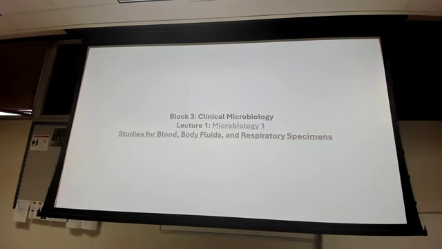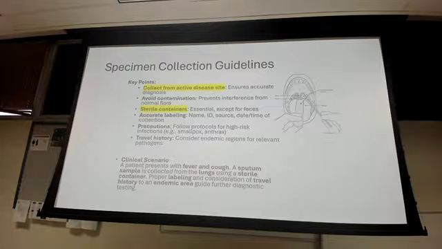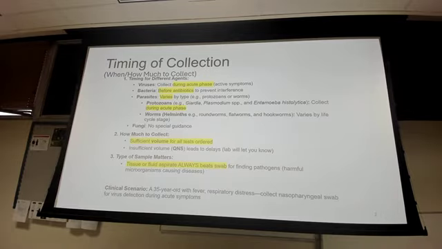Okay, so yesterday we talked about blood, body fluids, and respiratory specimens. All right, so our specimen collection guidelines. Do you remember what I wanted you to know off of this slide? Collect from active disease sites. Good. You want to avoid contamination, use sterile containers, accurately label, and make sure that you're taking your precautions and take into account any travel history that your patients may have.